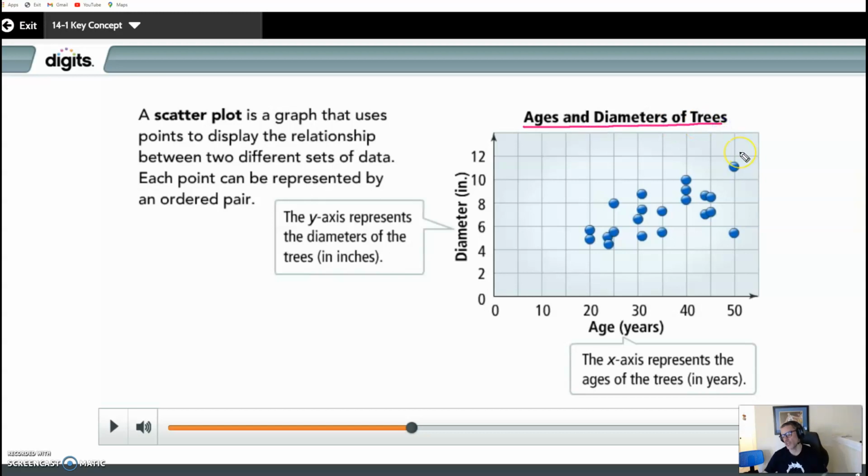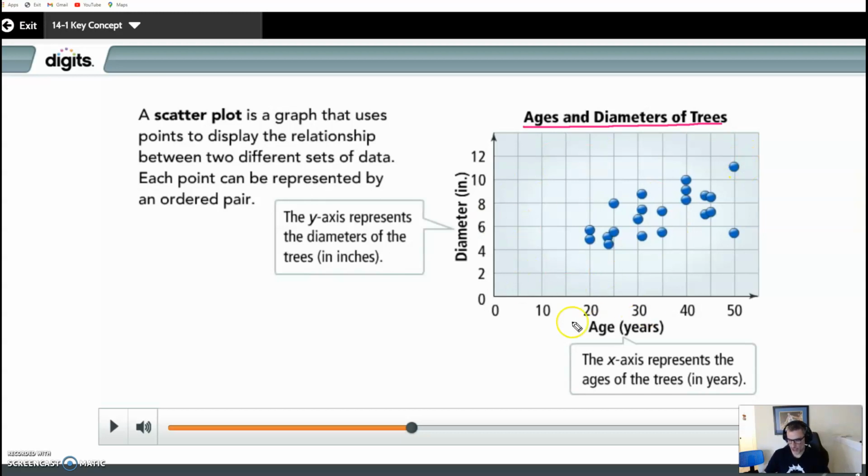So we're measuring two things here. We're measuring the age of a tree and then its diameter. And by the end of this unit, what we want to do is determine, is there a relationship between how old a tree is and how big the diameter is? So let me review a couple things real quick.